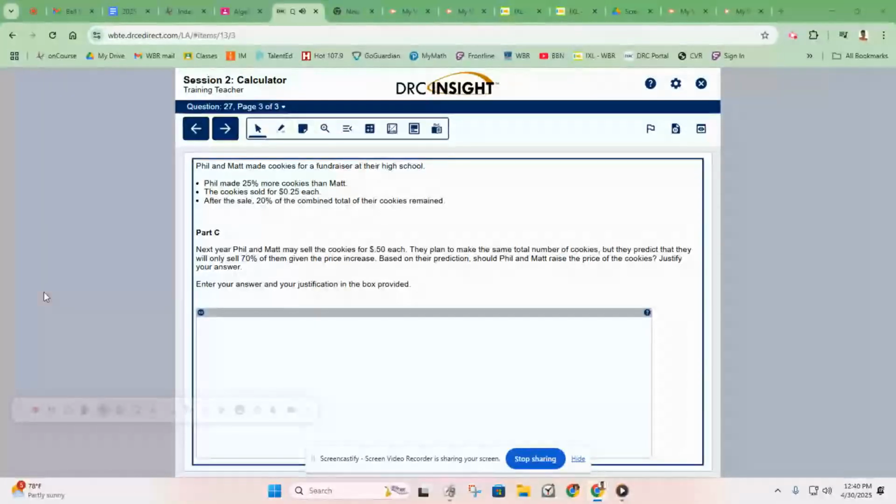Okay, problem 27, part C. Next year, Phil and Matt may sell the cookies for 50 cents each. They plan to make the same total number of cookies, but they predict that they will only sell 70% of them given the price increase. Based on their prediction, should they raise the price? Justify your answers. What makes sense in raising the price is if they make more money.